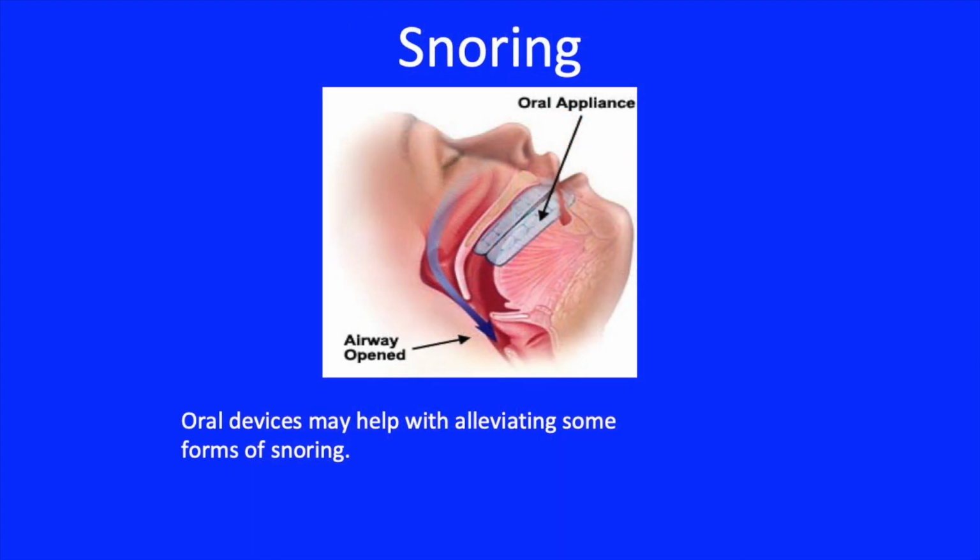You may have heard that now you can insert an oral device and it will eliminate all forms of sleep apnea and even snoring. While these devices may help with alleviating some forms of snoring and sleep apnea, if the cause for the condition is due to an exceedingly long uvula, the devices are unlikely to be of use.